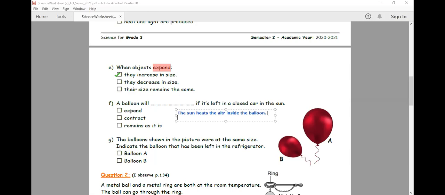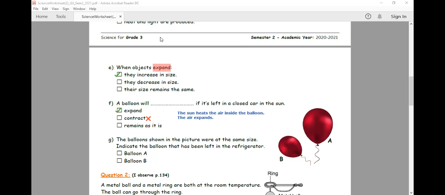The sun heats the air inside the balloon. The air expands. The air gets bigger. So the balloon will get bigger. It will expand. When we heat things, they get bigger. They expand. They do not go smaller. So expand is the right answer. Contract is wrong. Contract, meaning they go smaller.